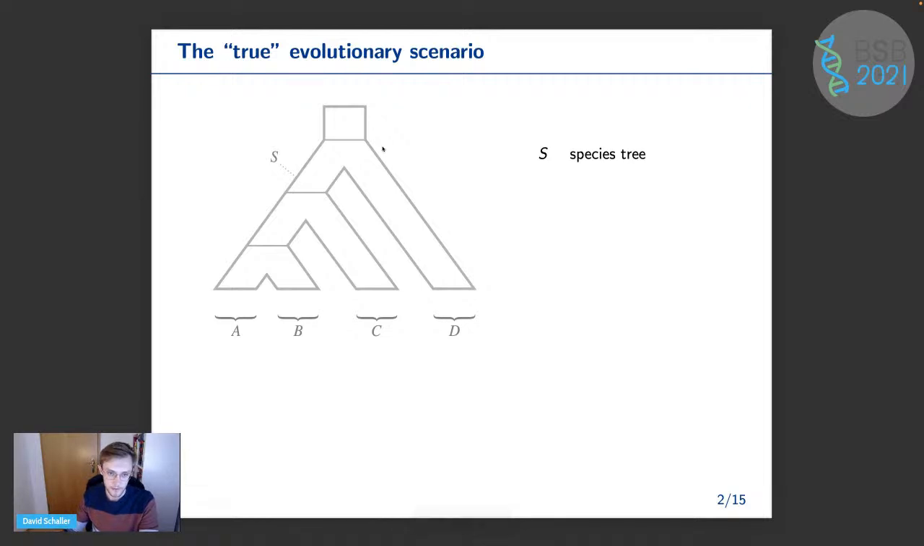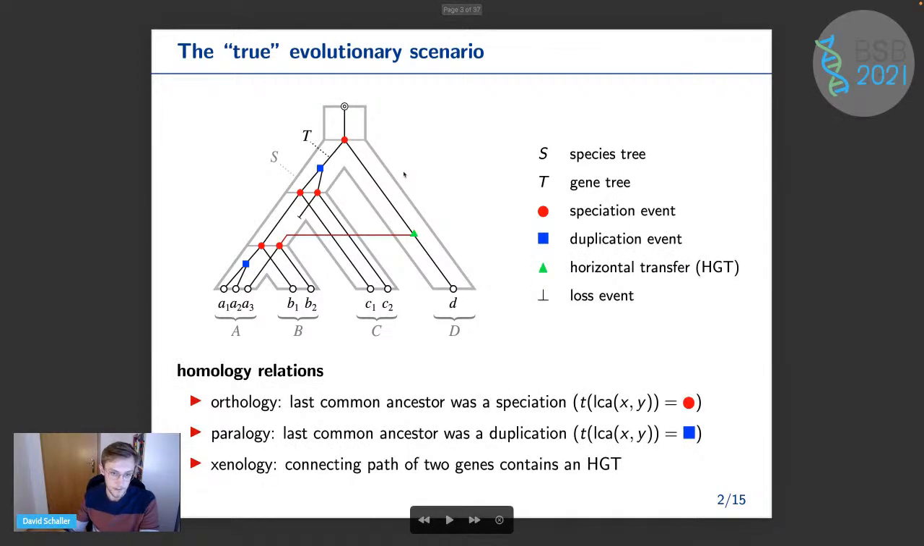The evolution of the genes as part of the genomes of these species is closely tied to that of the species. So a gene tree is embedded into the species tree. Whenever we have a speciation, this also leads to a divergence in the gene tree. But you can also have events that are not associated with speciations, like duplications, gene losses, and horizontal gene transfer. According to these types of events, we classify pairs of genes. We say that they are orthologous if their last common ancestor was a speciation, as for example A1 and B1 here. We say that they are paralogs if it was a duplication, like A1 and A2.